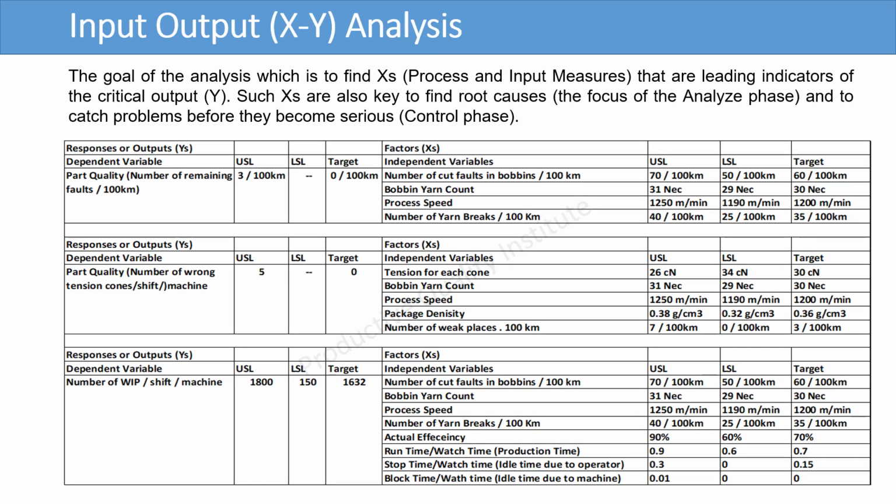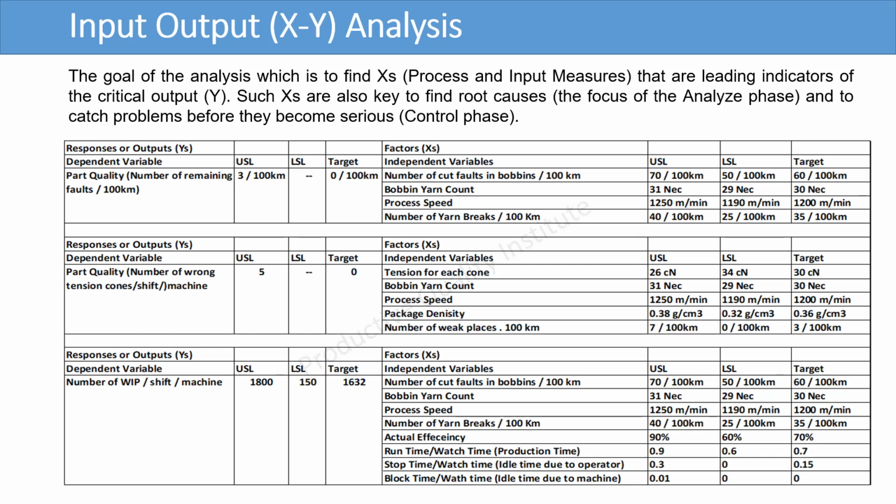The goal of the analysis is to find X's, process and input measures that are leading indicators of the critical output, Y. Such X's are also key to find root causes, the focus of the analyze phase, and to catch problems before they become serious, control phase.